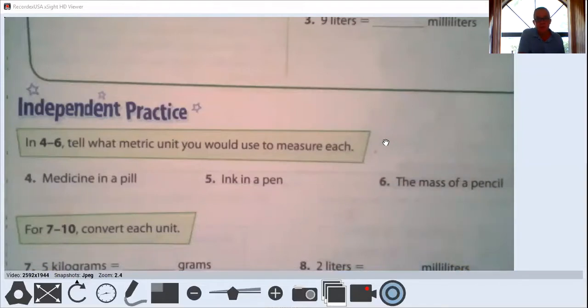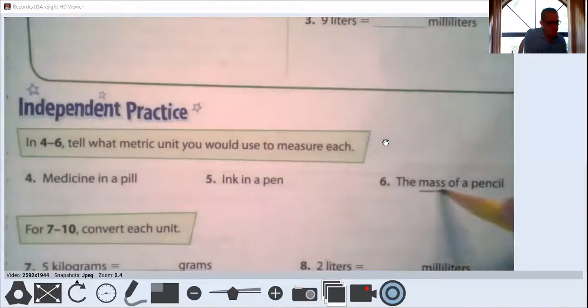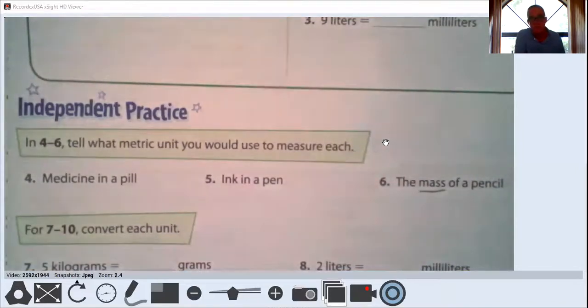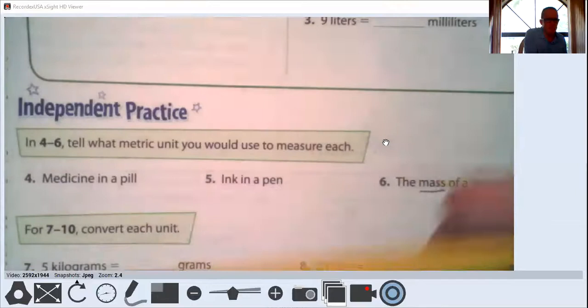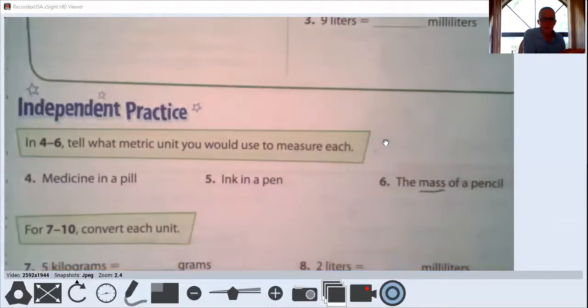The mass of a pencil. Oh, the first thing that I see is mass. The mass of a pencil. So I know if we're dealing with mass, we're dealing with grams. Now the mass of a pencil would probably be a gram, maybe a couple grams. So absolutely, that'd be grams.